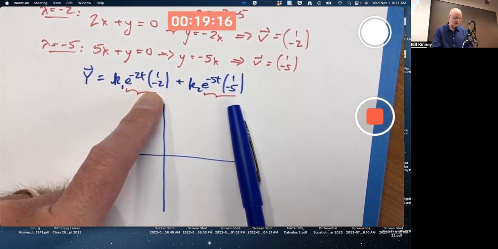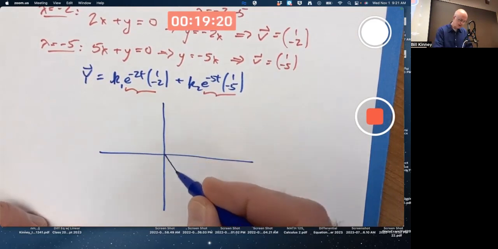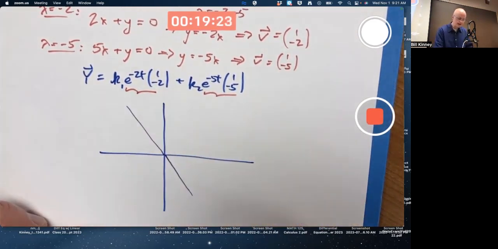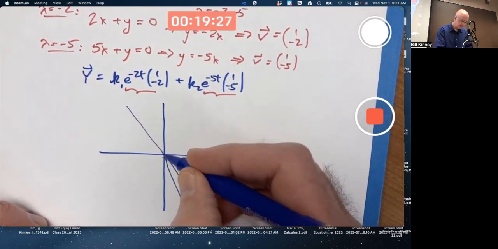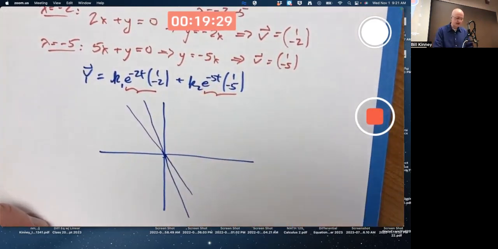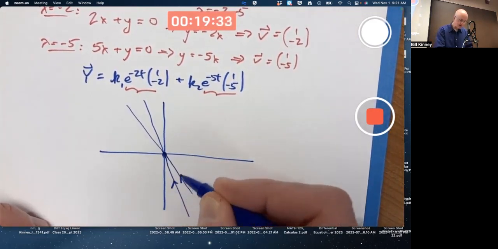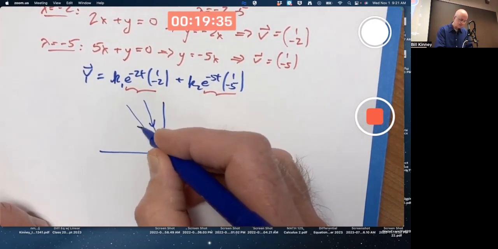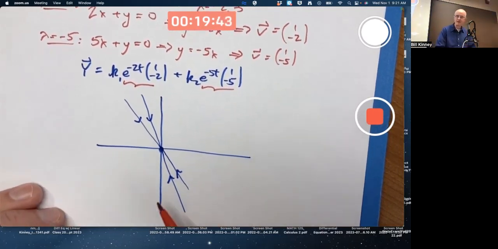So if you draw these vectors, 1, -2, about like this, parallel to that line, and 1, -5, parallel to this line, those are going to be straight line solutions, solutions heading straight toward the origin because the origin's got to be a sink. It's a little tricky to draw the other solutions here. Nullclines can help. I haven't drawn the nullclines yet. These are straight line solutions.